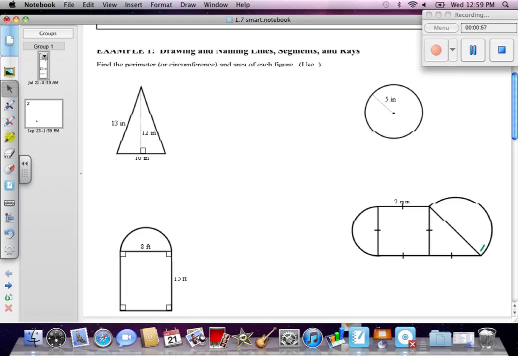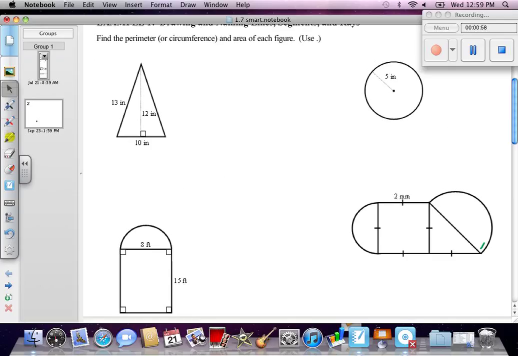Let's look at this triangle. First, let's figure out the perimeter. It's saying that that side is 13, too. I don't know if that's very clear in the picture. So we're going to go 13 plus 13 plus 10, and our perimeter is 36 inches. Our area is 1/2 base, which is 10, times height, which is 12. So we get 60 inches squared. Don't forget that's squared.